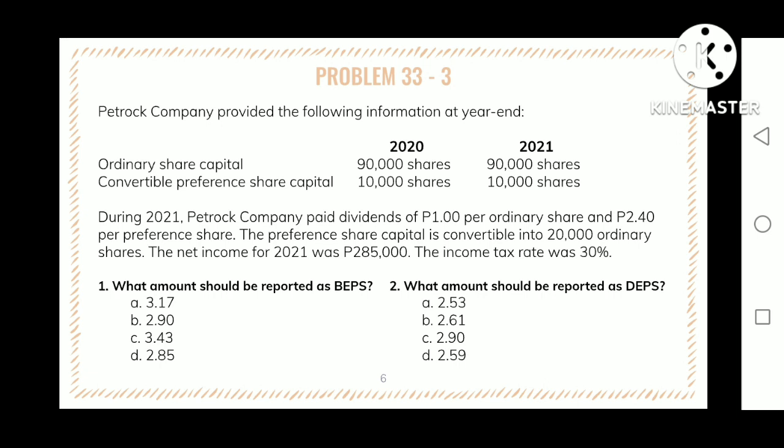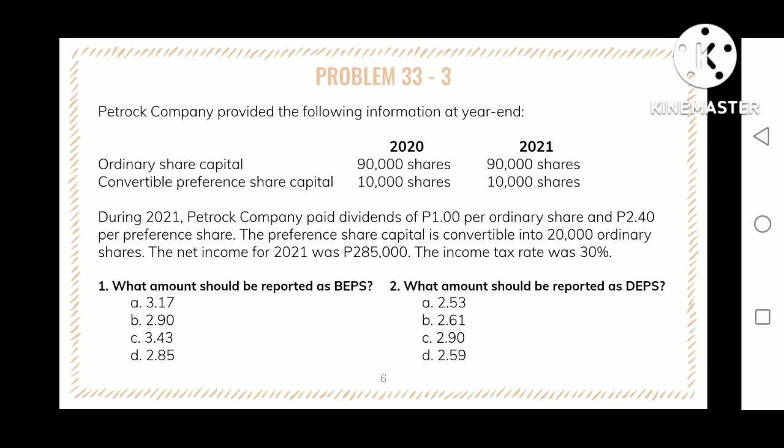Problem 33-3. Petroc Company provided the following information at year-end. During 2021, Petroc Company paid dividends of 1 peso per ordinary share and 2.4 per preference share. The preference share capital is convertible into 20,000 ordinary shares, and the net income for 2021 was 285,000. The income tax rate was 30%.